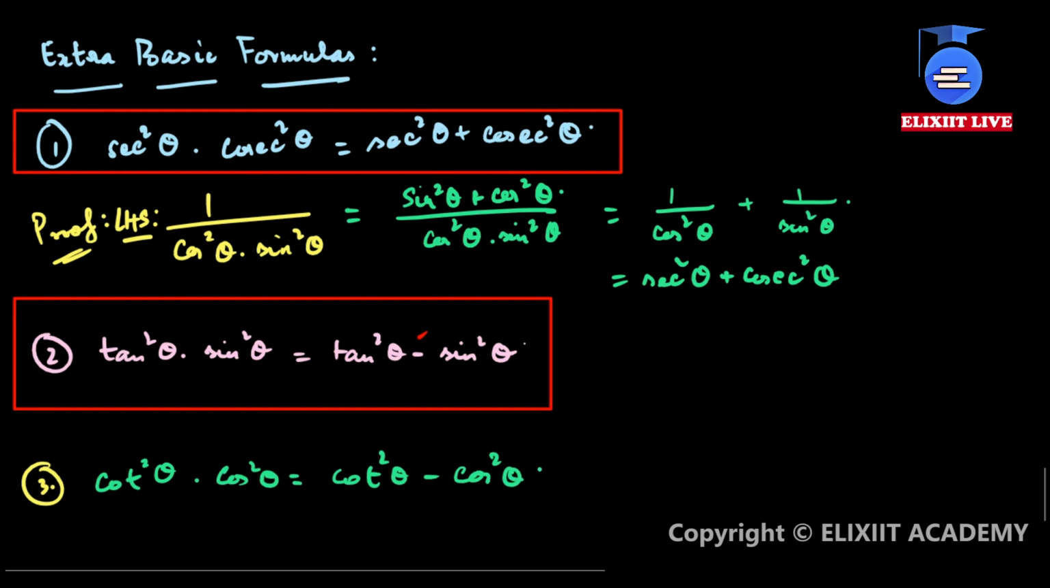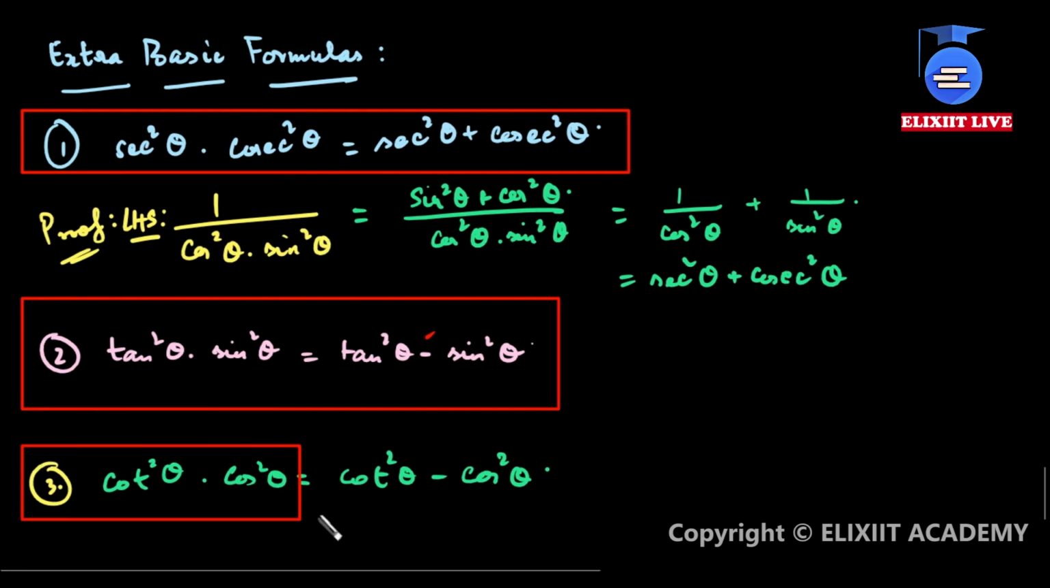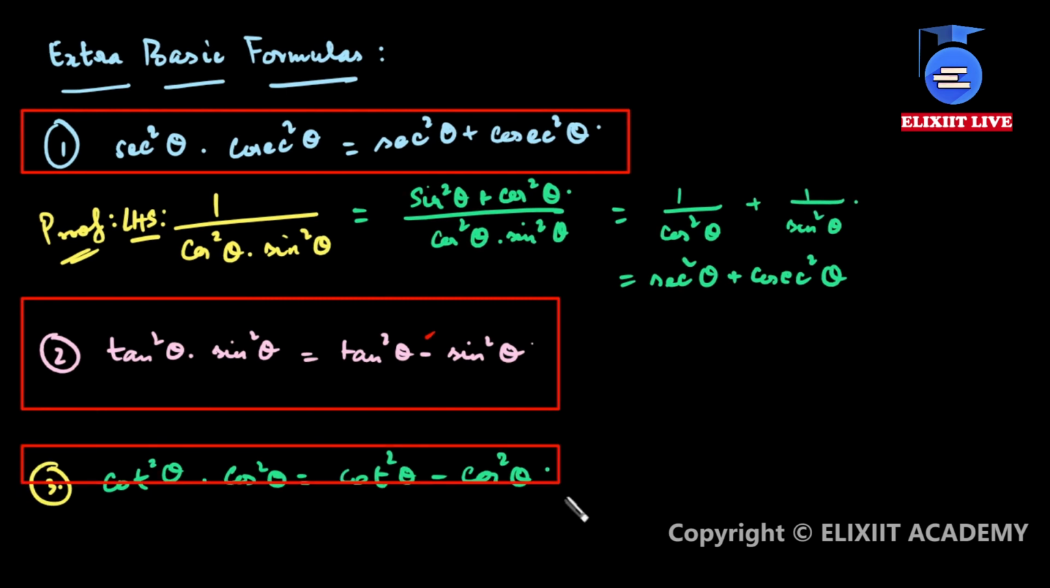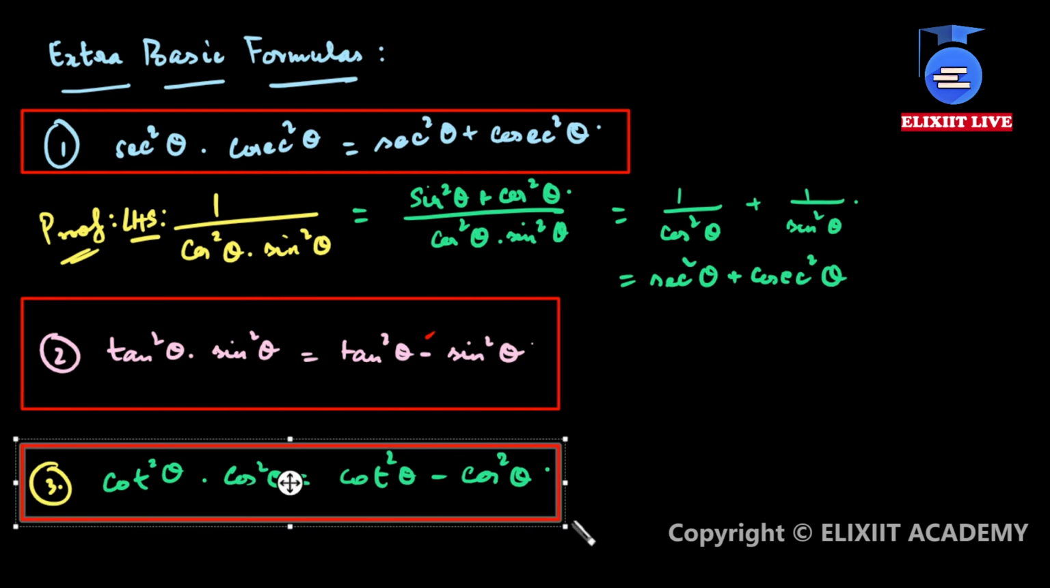These three identities are there. If you remember, this will help you in fast calculations. Okay, this will help you in fast calculations. Remember these three identities.